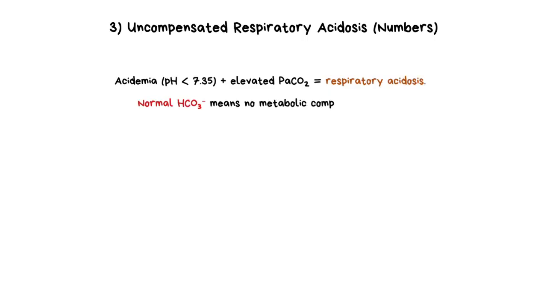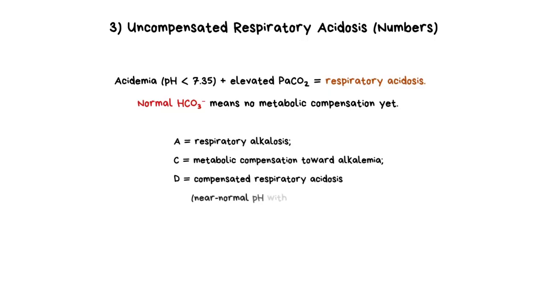The carbon dioxide is elevated at 90, confirming a respiratory acidosis. The bicarbonate remains normal at 22, which means the kidneys have not compensated yet. Why not the others? Option A shows alkalemia with low carbon dioxide. That's respiratory alkalosis. Option C shows an alkalotic pH with elevated bicarbonate, metabolic compensation toward alkalemia. Option D shows a near-normal pH with both carbon dioxide and bicarbonate elevated. That's compensated respiratory acidosis.